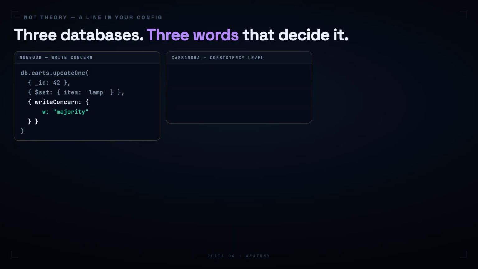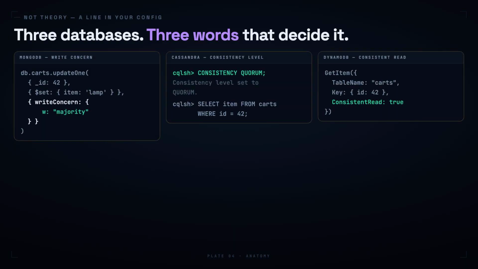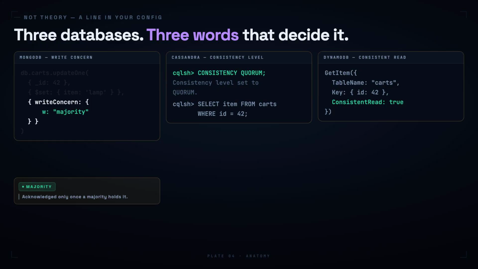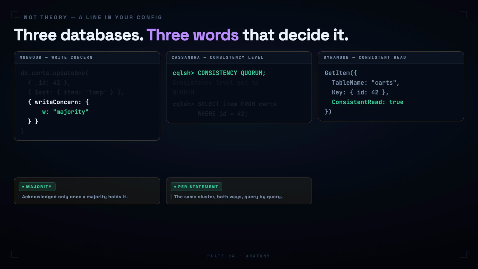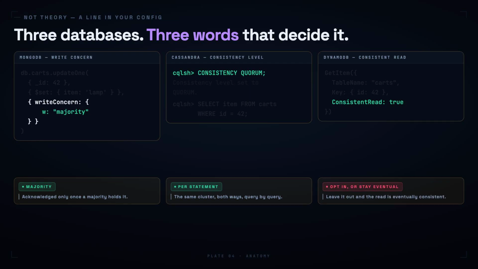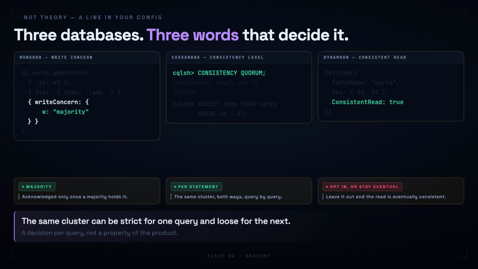Now the artifact? This is not theory, it is a line in your config. In MongoDB, it is the write concern, and majority is the word that matters. In Cassandra, it is a consistency level set per statement, not per cluster. In DynamoDB, a read is eventually consistent unless you ask for the other kind. The same cluster can be strict for one query and loose for the next.